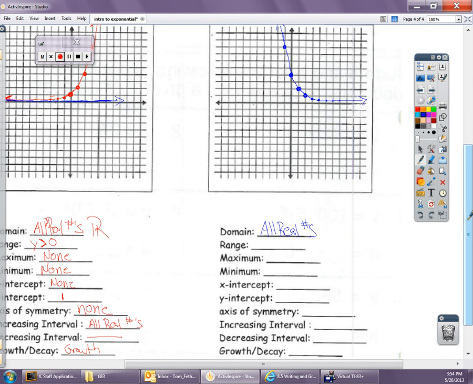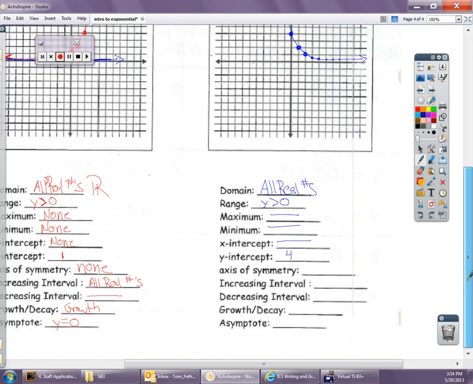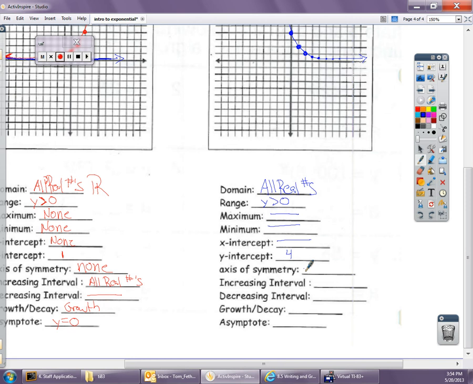The range, well, the y values, this graph is always going down. So the range, it never hits 0, so y is greater than 0. There's no maximum, there's no minimum, there's no x-intercepts. The y-intercept, it crosses the y-axis at the point of 4. So the y-intercept is 4. There's no axis of symmetry.